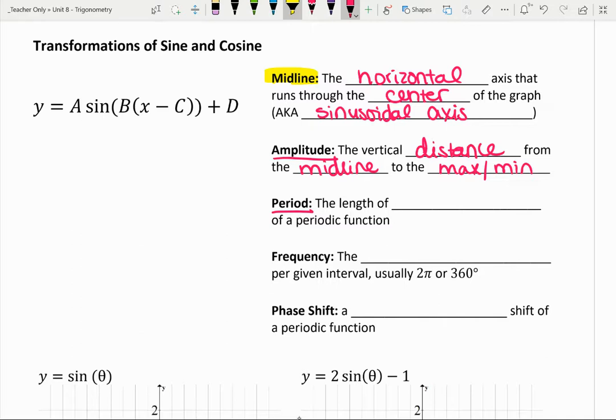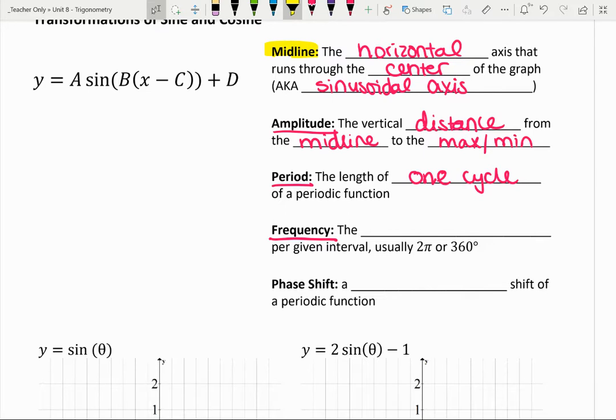The period is the length of one cycle of a periodic function. And so for our original sine or cosine, our period is 2 pi because that's the length it takes to get around one circle. Frequency is a new term for us here, and it's related to period.